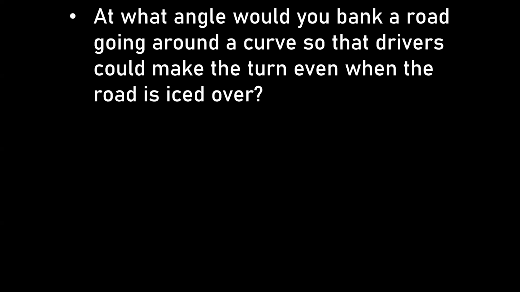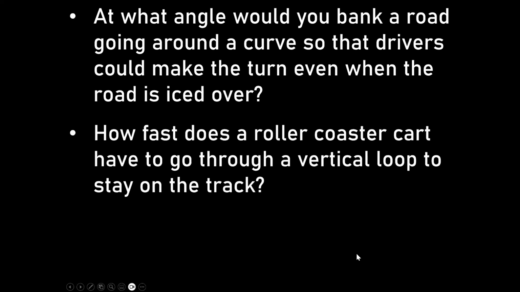What angle would you bank a road going around a curve so that drivers can make the turn, even when the road is iced over? Suppose there's a curve in the road, and you know the radius of curvature, and there's a speed limit sign of 45 miles an hour. They're probably going to go about that speed, right? But what if the road is iced over in the winter one day? There's probably not a lot of friction to make that turn. But if I bank the road, how much would I have to bank it? What does that have to do with those other properties I mentioned? I don't know if you guys watch NASCAR. A lot of those roads are banked really steep because they go 100-something miles an hour around those curves.